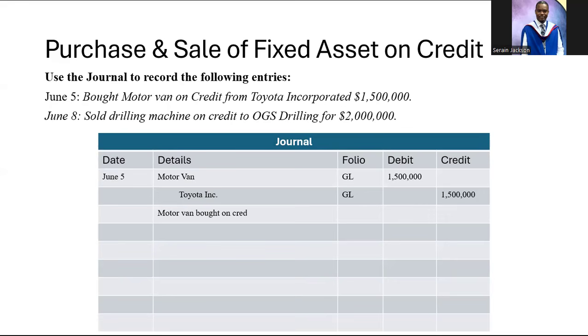bought on credit, and you may say, sir, why do we need this? Why do we need this information? Now, this information is needed just to show or to explain what the transaction is about, right? So that is the reason why we need this narrative that we call it.